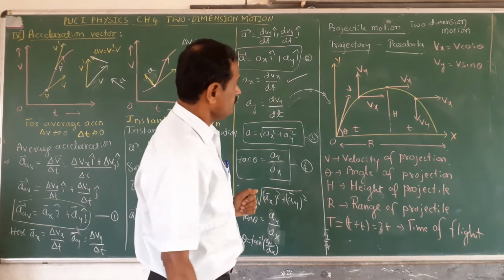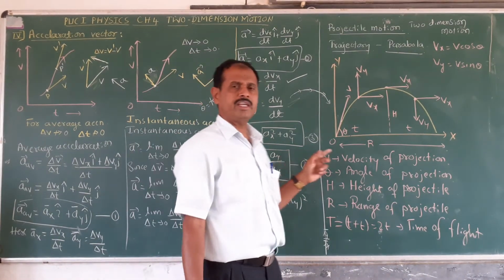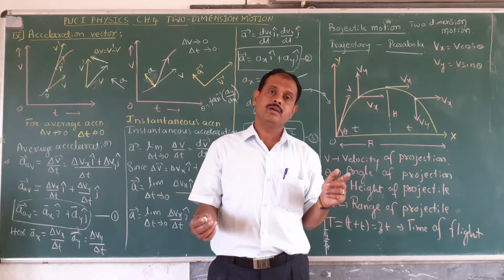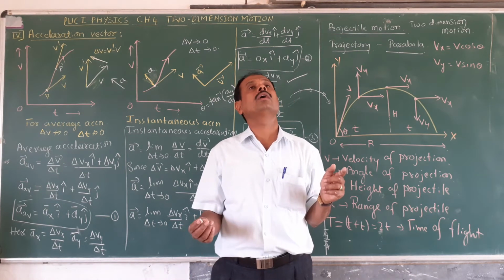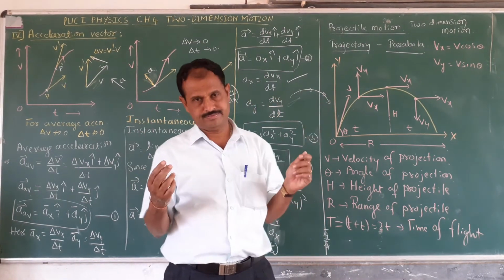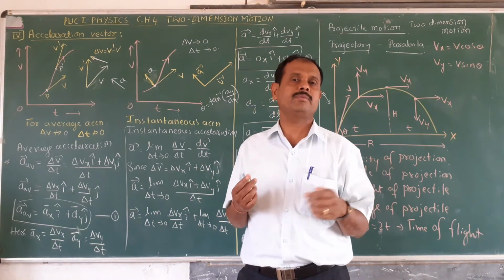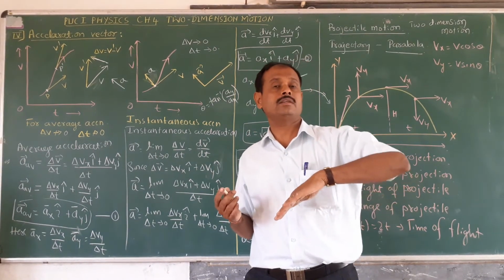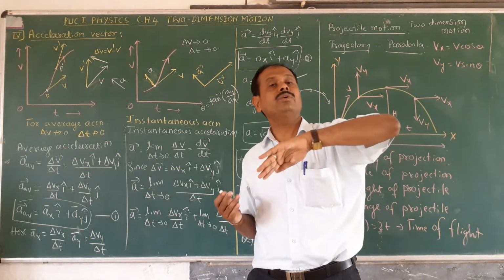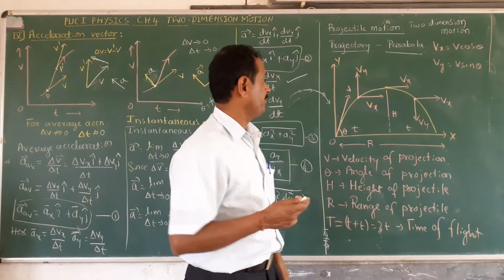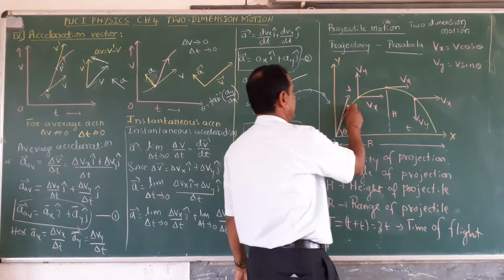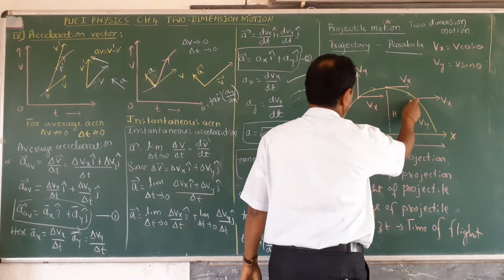Now see here, there are so many examples for projectile motion. For instance, the launching vehicle: your satellite is launched by the launching vehicle. That launching vehicle moves at a certain angle. It moves in a projectile motion. Now see here, this is the projectile motion diagram.